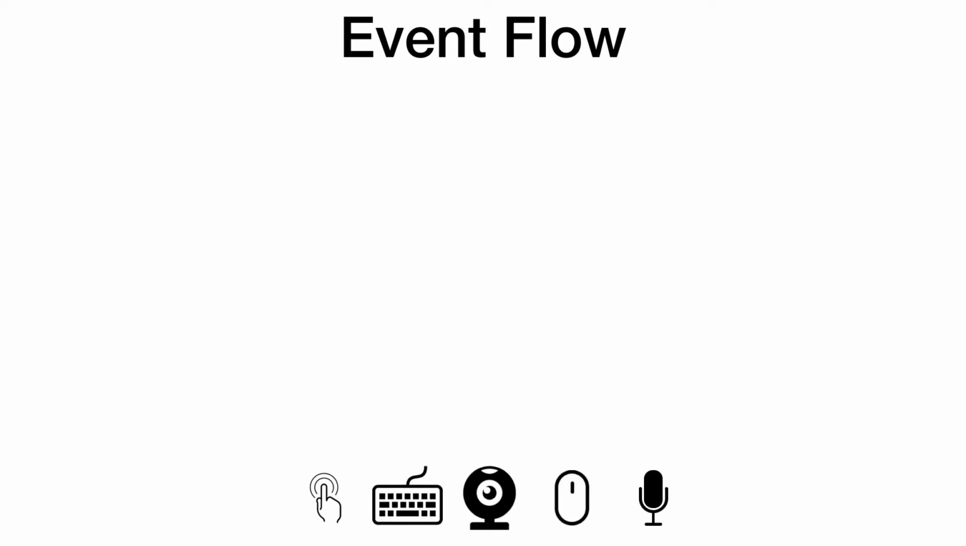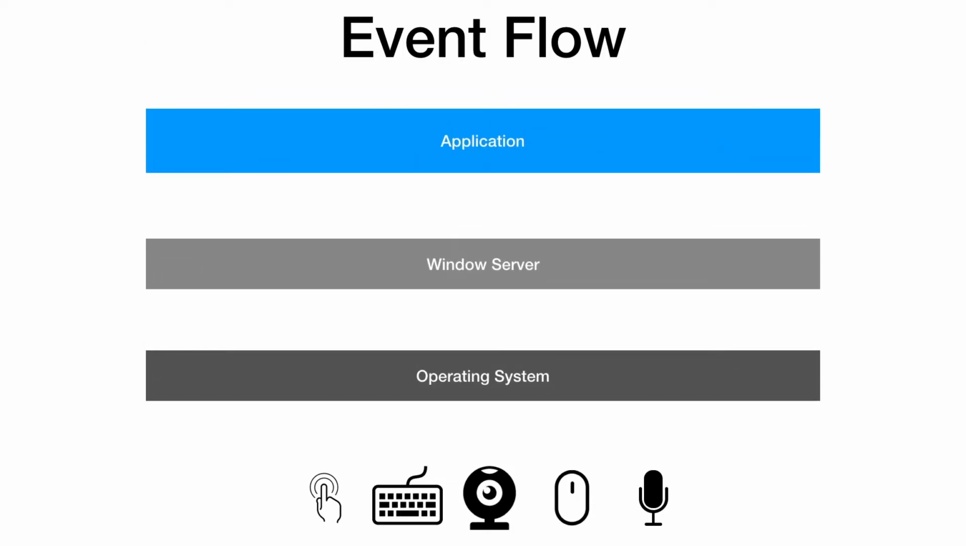Now, we all know that the input events originate from the hardware, like the clicks from the mouse, taps on the screen, keyboard events, and even microphone and webcam events. These are all events that originate at the hardware and flow up the stack through the operating system into the Windows server and finally arriving at the application.